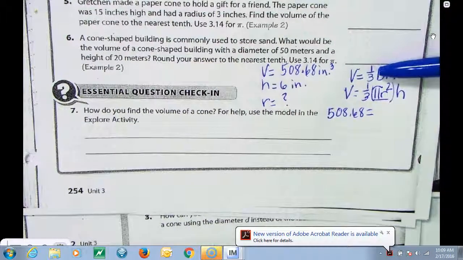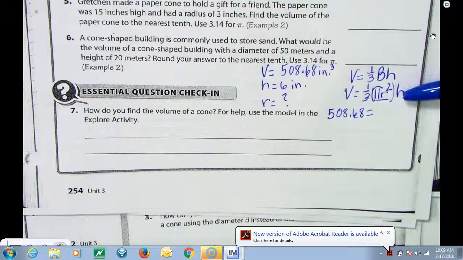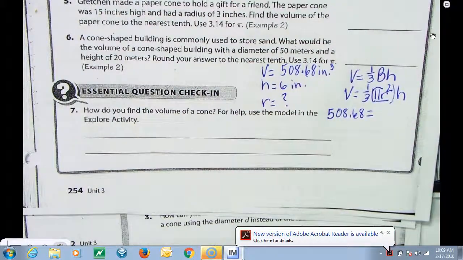Following the formula is the main skill that I've tried to teach you all year. All year, how to follow a formula. Now, doing substitution, that's another skill I worked on. So now we're substituting. So that's the second skill.